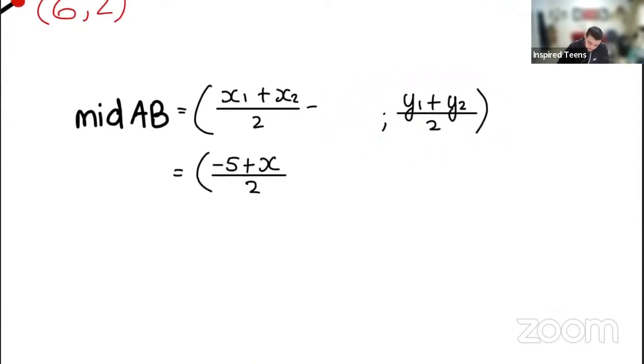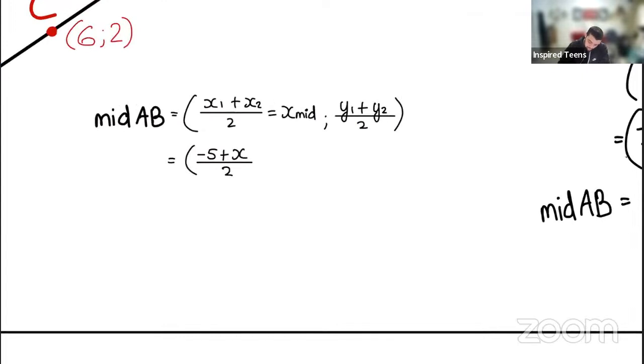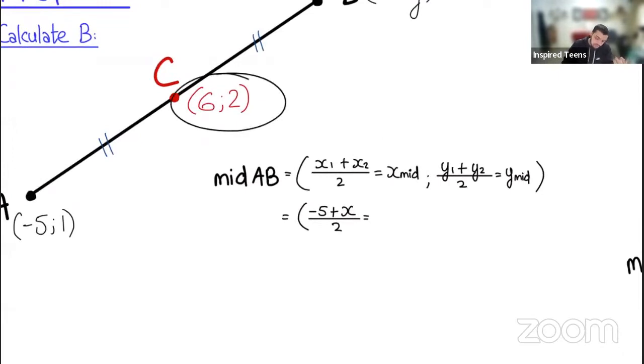But now before we move on, remember in this formula, when you say x1 plus x2 over 2, that answer gives you the x midpoint. And when you say y1 plus y2 over 2, that answer gives you the y midpoint. So I'm going to sub it in and equate it. Why am I doing this? Because I actually have the midpoint coordinate. So the x midpoint is 6.